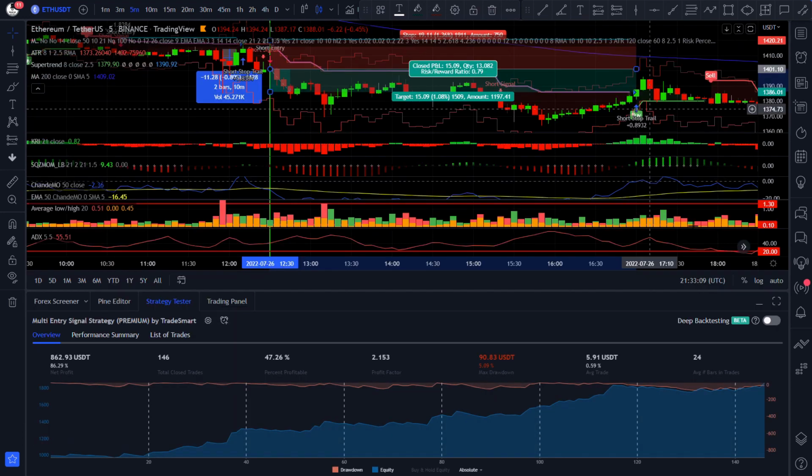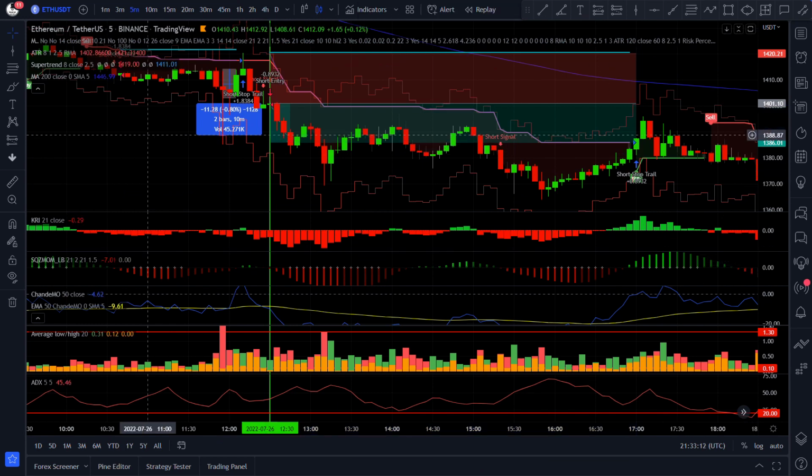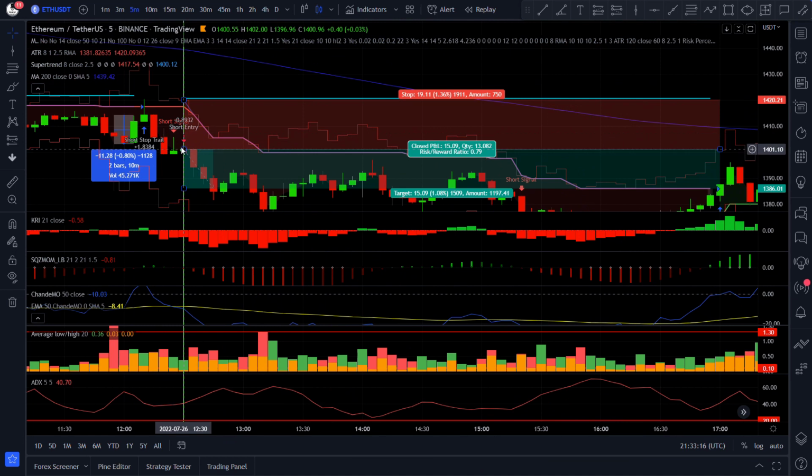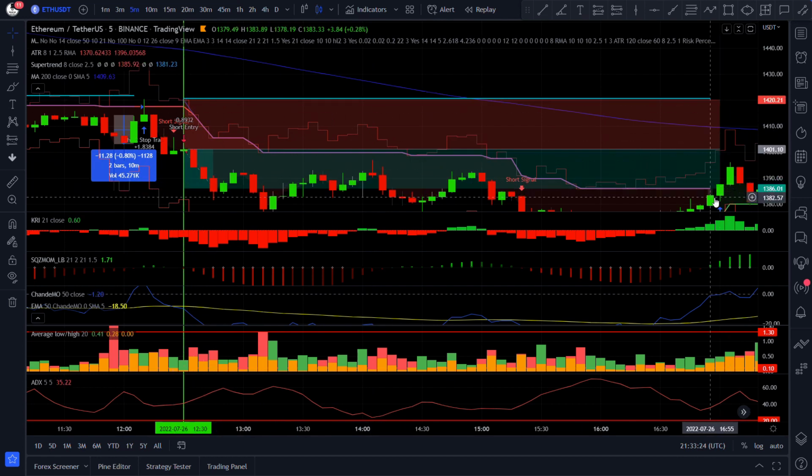Now I make the multi-entry premium script visible, and as you can see, we spotted the short entry signal candle correctly. The strategy entered into a short position right on the next candle's open. The stop loss placement was also correct, and we got the exit level also right.